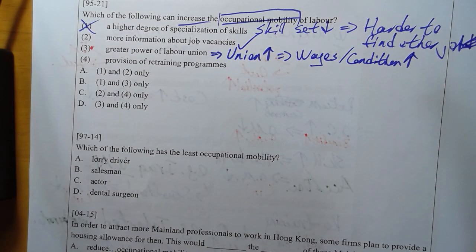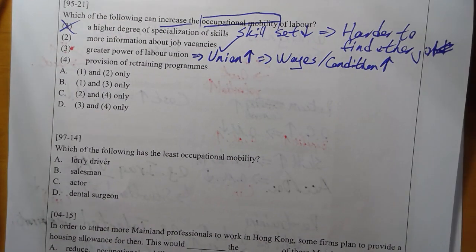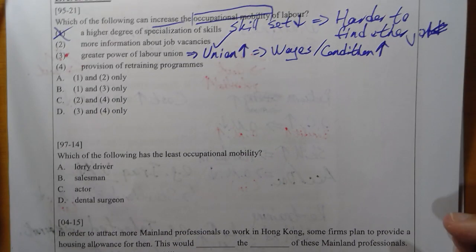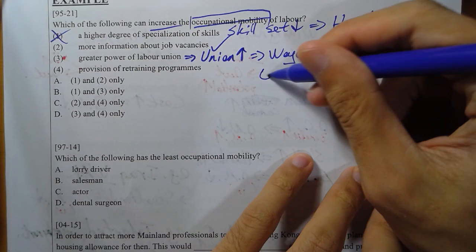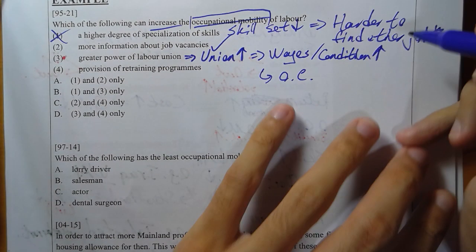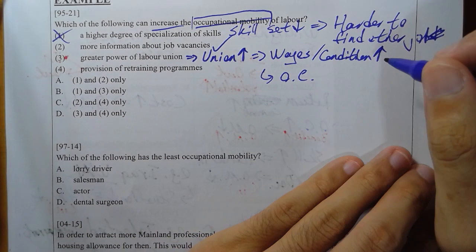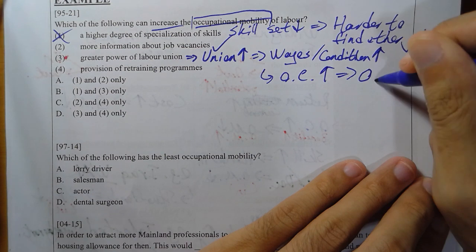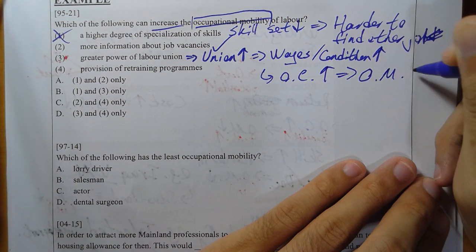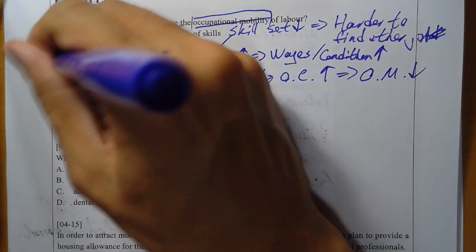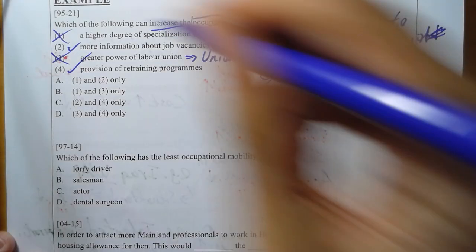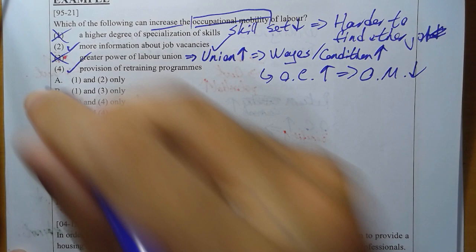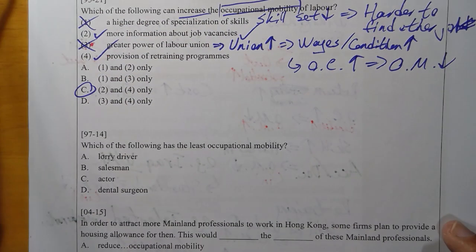Alright, if wages and conditions become better, then your opportunity cost of giving up the current job would increase. That means your occupational mobility should actually decrease. This one is not correct. So the answers are 2 and 4. Provision of retraining program, I won't explain, this is quite easy. It should be C. Quite easy.